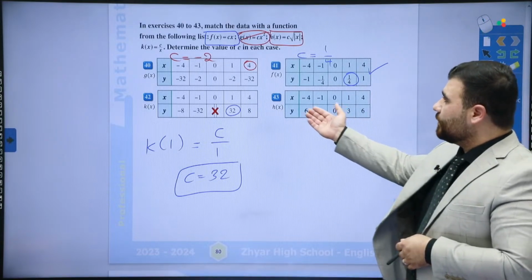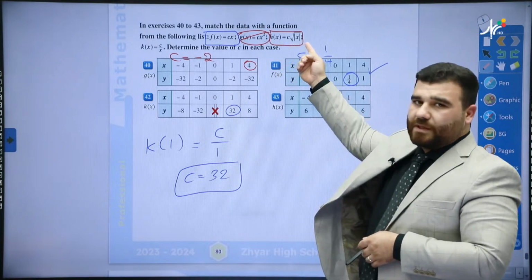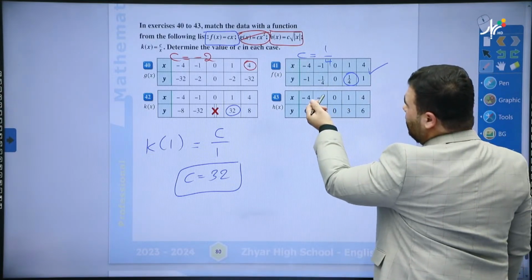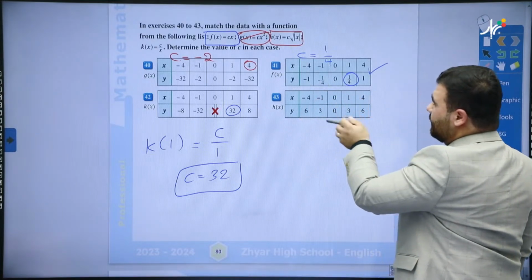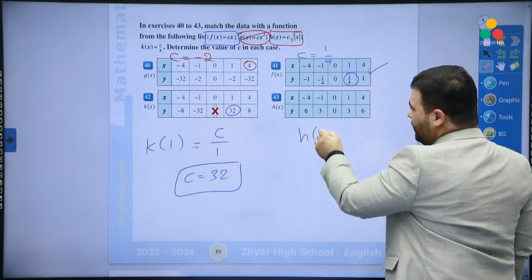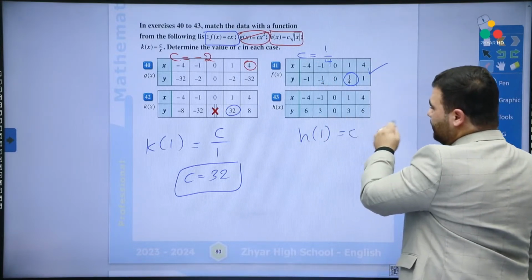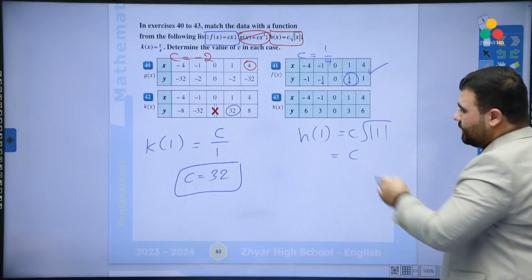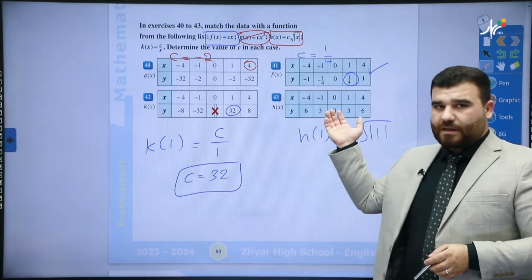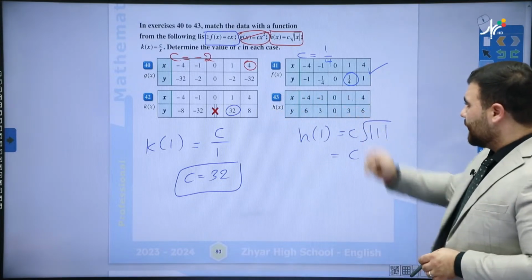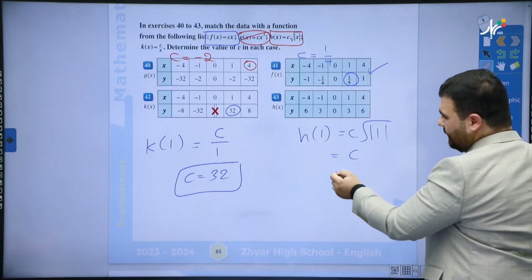Finally, the last table belongs to the last function that has no table yet, which is h of x. Indirectly, I can say this is the value, but I have to find c. If I put 1 in place of x, h of 1 is equal to c times the absolute value of 1, that's equal to c. This is telling me the table that has the value of h, c is 3.